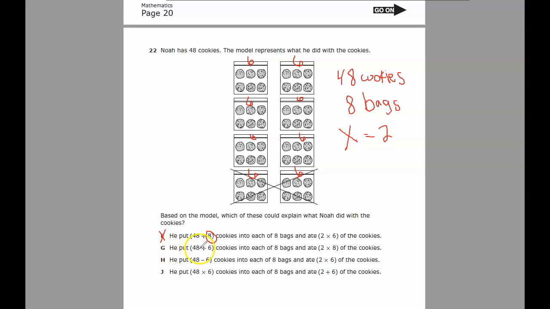He put 48 cookies divided by 6 cookies into each of 8 bags. 1, 2, 3, 4, 5, 6, 7, 8. And 8 2 times 8 of the cookies.